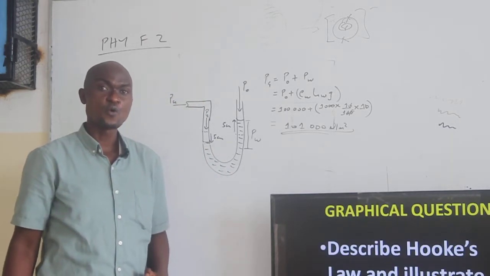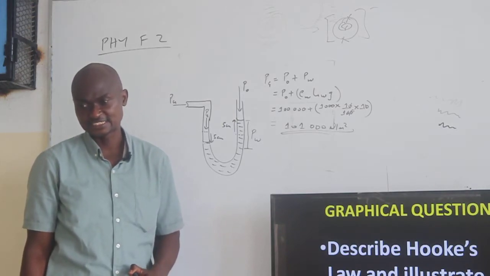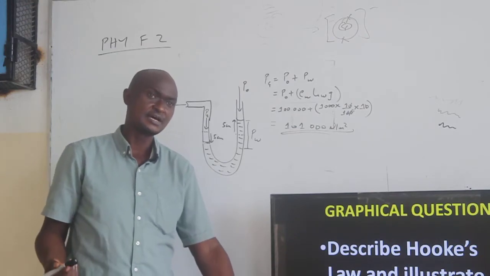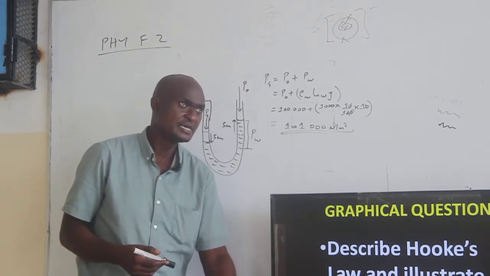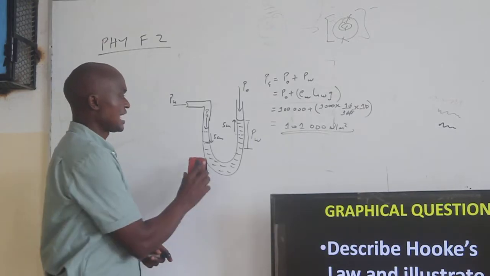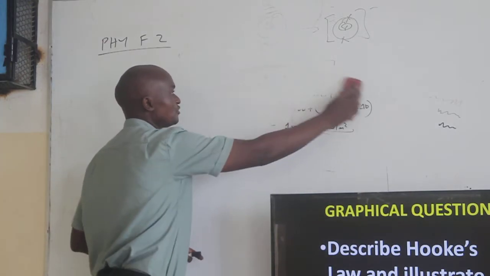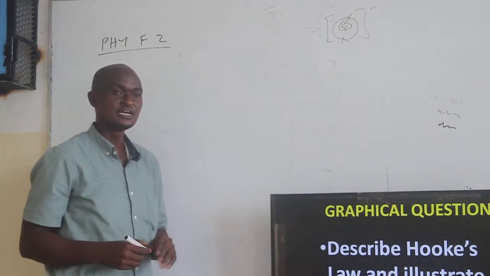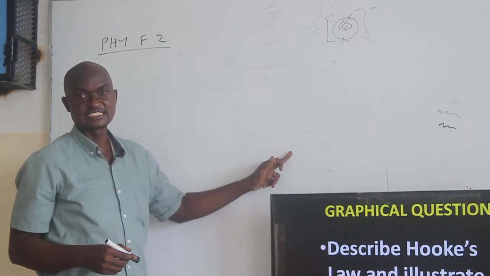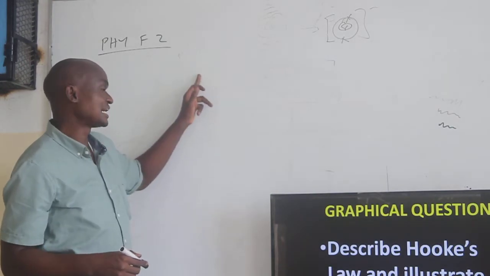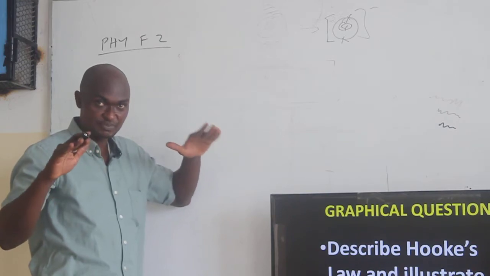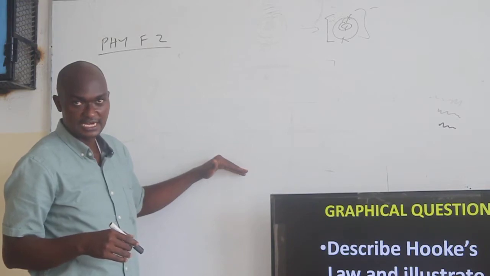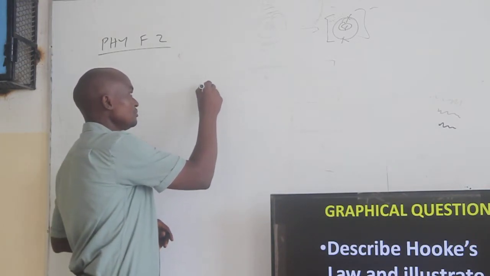Then finally, we come to the graphical questions. Describe Hooke's law and illustrate using a graph. Like we say, Hooke's law means you have force and you have extension. Force causes extension. So force is the independent variable. It should be on the x-axis. Extension is a dependent variable. It should be on the y-axis. Unless otherwise it is specified, put force on the y-axis, extension on the x-axis. So it should be like that.